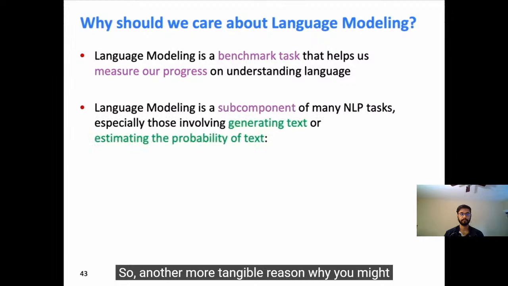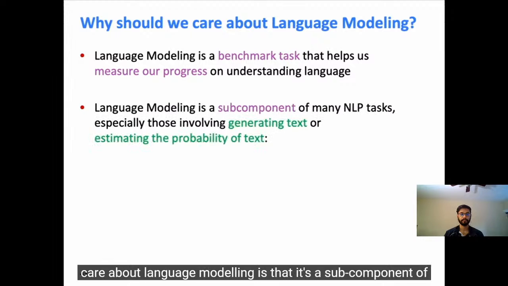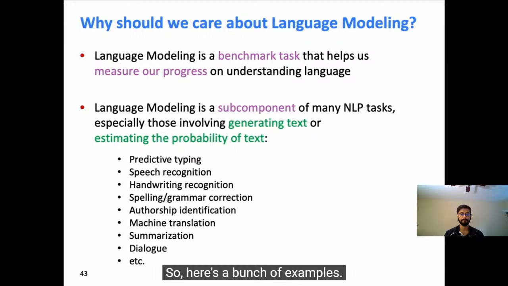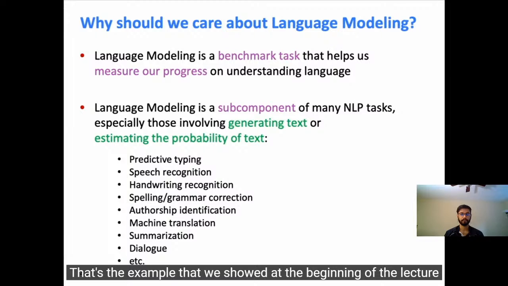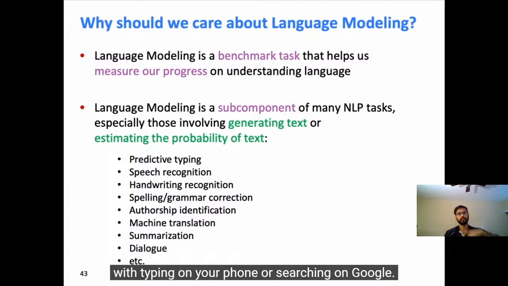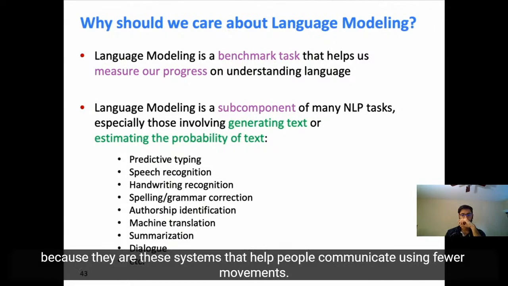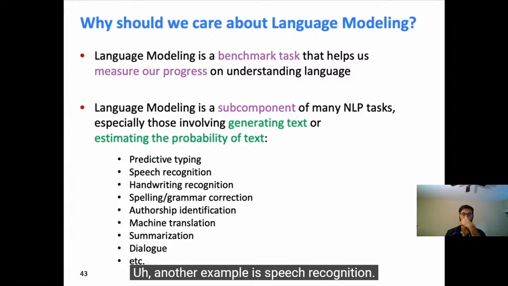Another, more tangible reason why you might care about language modeling is that it's a subcomponent of many NLP tasks, especially those which involve generating text or estimating the probability of text. Here's a bunch of examples. One is predictive typing, the example we showed at the beginning of the lecture with typing on your phone or searching on Google. This is also very useful for people who have movement disabilities, because there are systems that help people communicate using fewer movements. Another example is speech recognition.